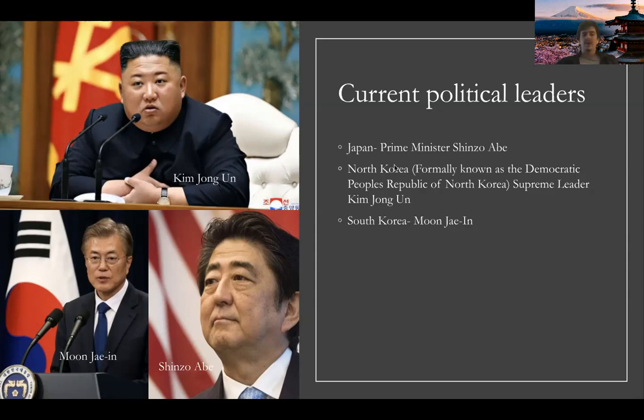One thing I do want to point out, though, is oftentimes North Korea will be known as the Democratic People's Republic of North Korea, and that name sounds misleading, and it largely is. But formally, North Korea is known as the Democratic People's Republic of North Korea.